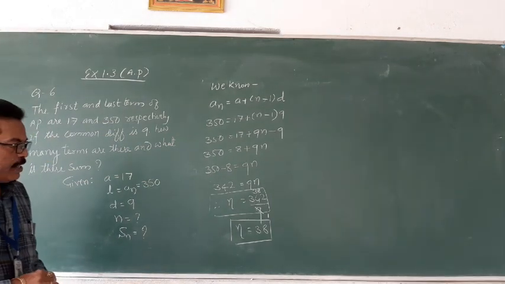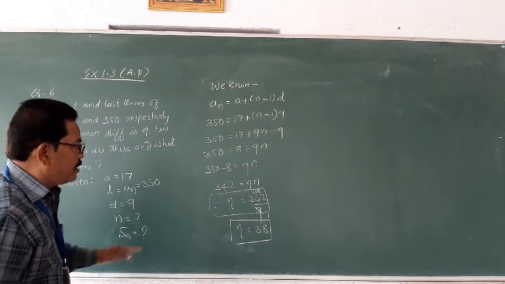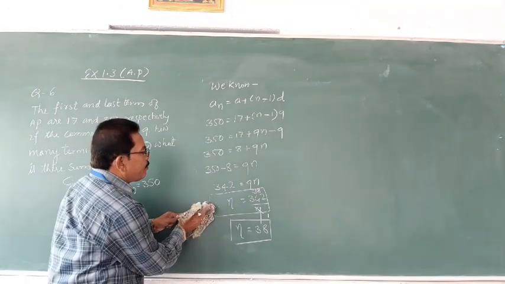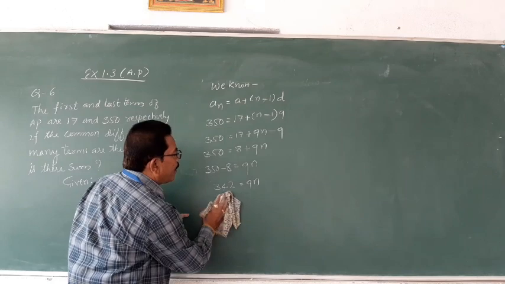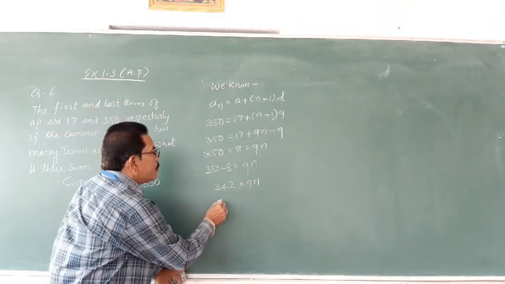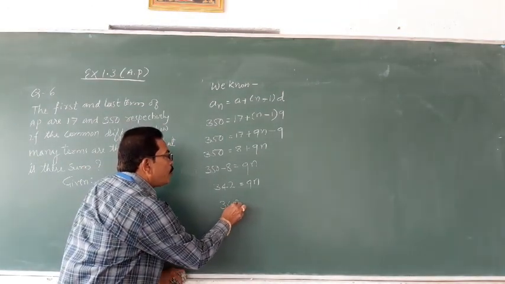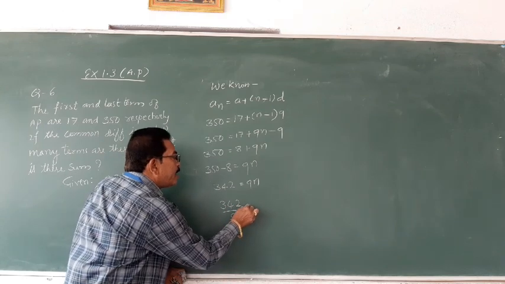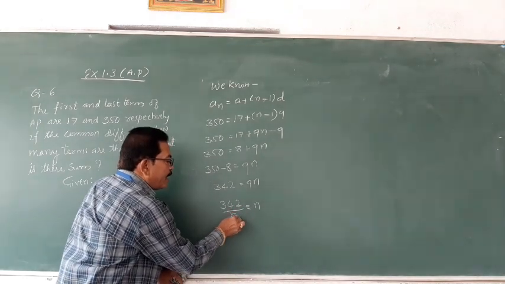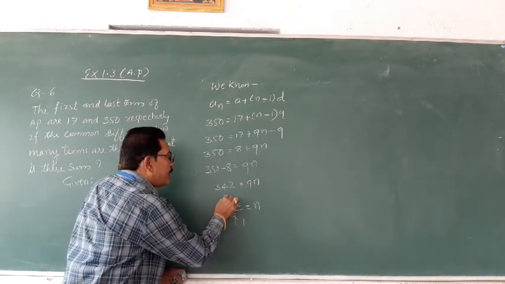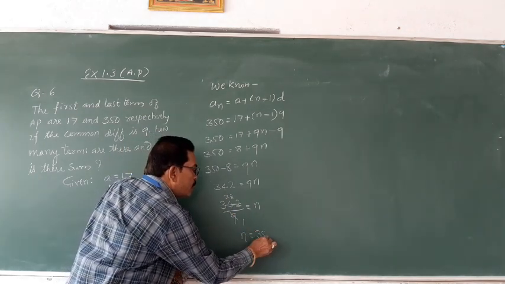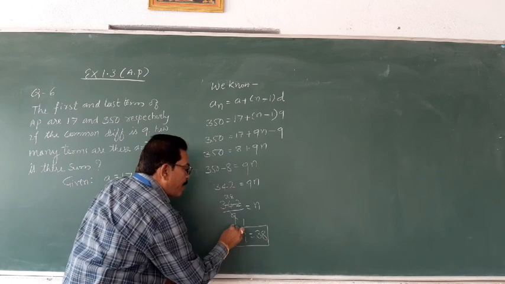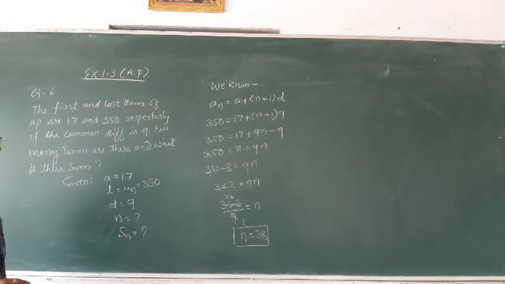See, I think this is not written properly. 342 divided by 9 equals n. 9 ones are 9, 9 threes are 27, 9 eights are 72. So n equals 38. We got the number of terms equals 38.